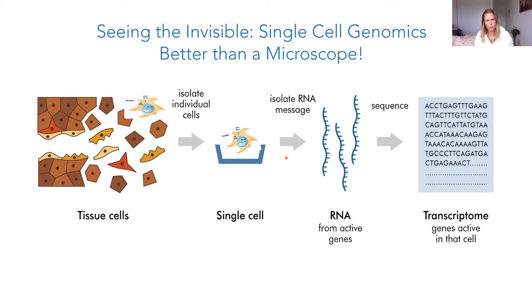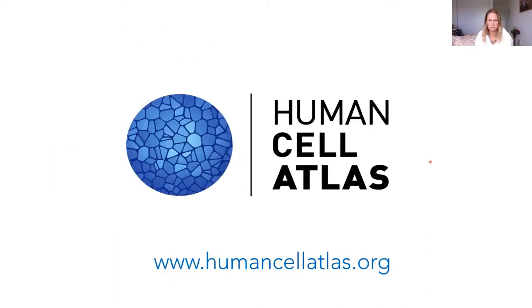And so the workflow is shown on this slide, where you start with a solid tissue, you then disaggregate the individual cells, like those fibroblasts or the neurons that I showed you on the previous slide. They are isolated individually, and then it's the RNA, the active genes, that are sequenced and quantified computationally.